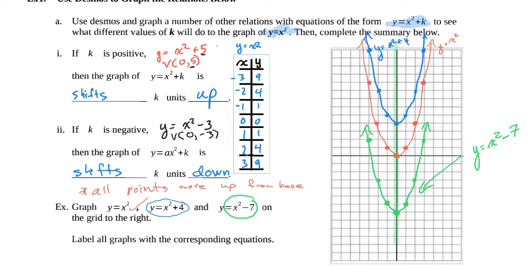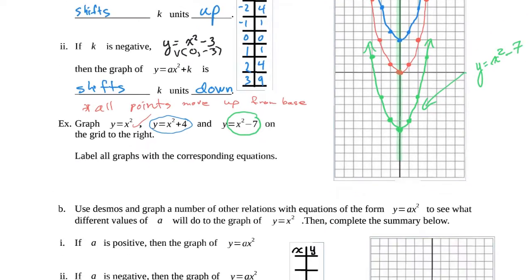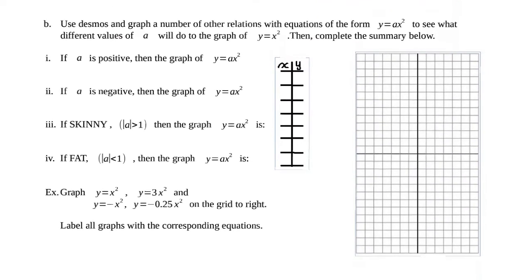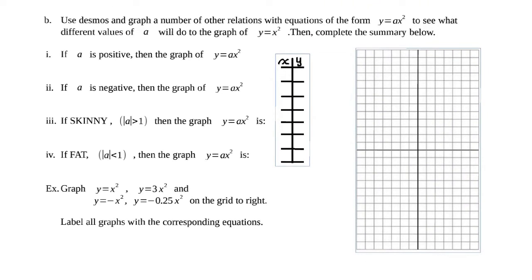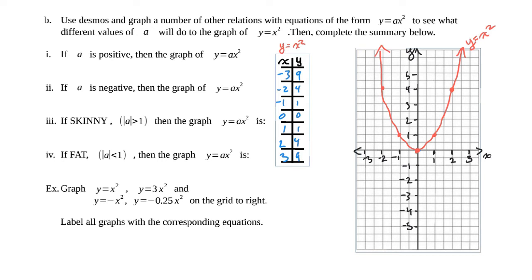Now, we've labeled all the graphs with the corresponding equations. Let's move on to the next concept. The key idea is, if we have x squared plus a number, we move it up. If we have x squared minus a number, we move it down. So now, what happens when we have an equation that looks like this? y is equal to ax squared. What the heck actually happens? So now we are going to imagine that we have our base graph of y is equal to x squared. Make sure you label your graph and you identify all the key points.